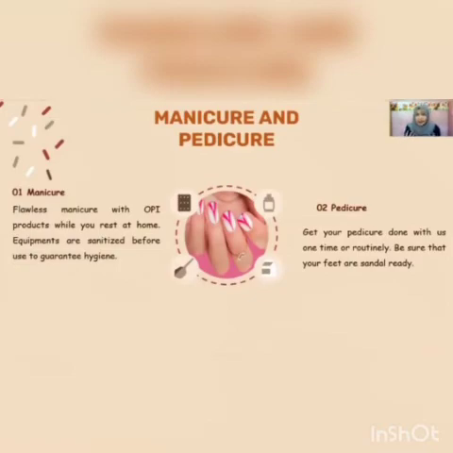What are the manicure and pedicure? The first, manicure: a flawless manicure with OPI product while you rest at home. Equipment is sanitized before use to a graduate hygiene level. And the second, pedicure: get your pedicure done with us one time or routinely. Be sure that your feet are sandal ready.